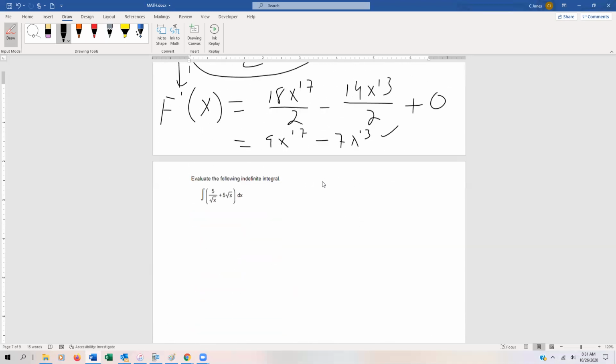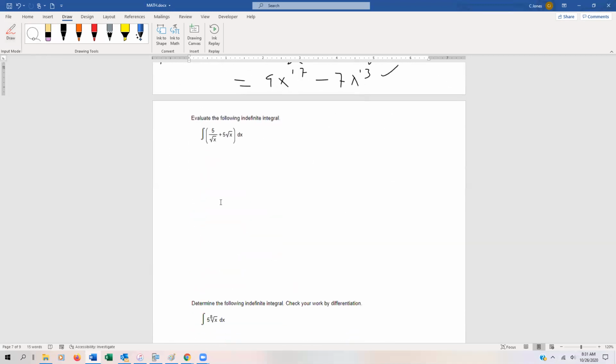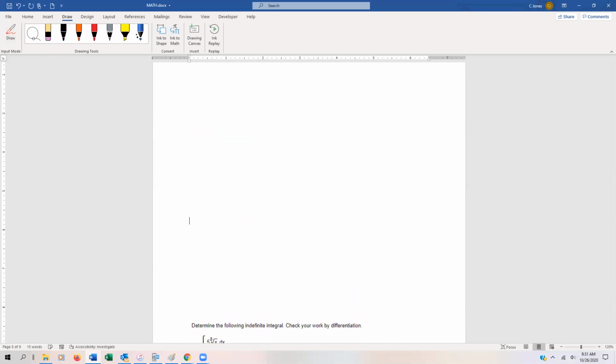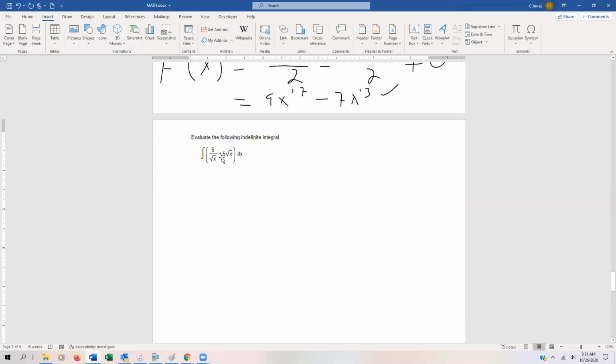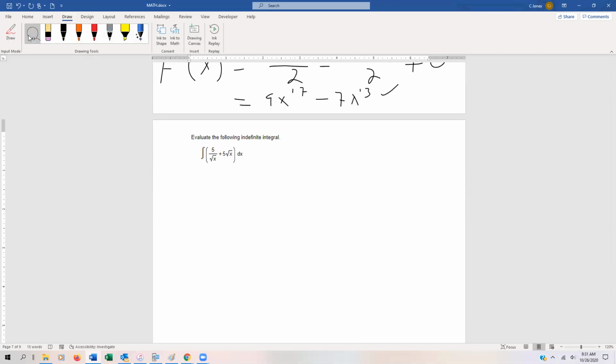A second example. Now this one looks a little bit uglier, and that's just because it is. Right? But the good news is we can just use the same techniques that we remember from differentiation. All right, so we have this 5 over root x plus 5 times root x. All right, so we're going to prepare it, and we're going to say that this is equal to the integral of 5x to the minus 1/2 dx plus integral of 5x to the 1/2 dx.